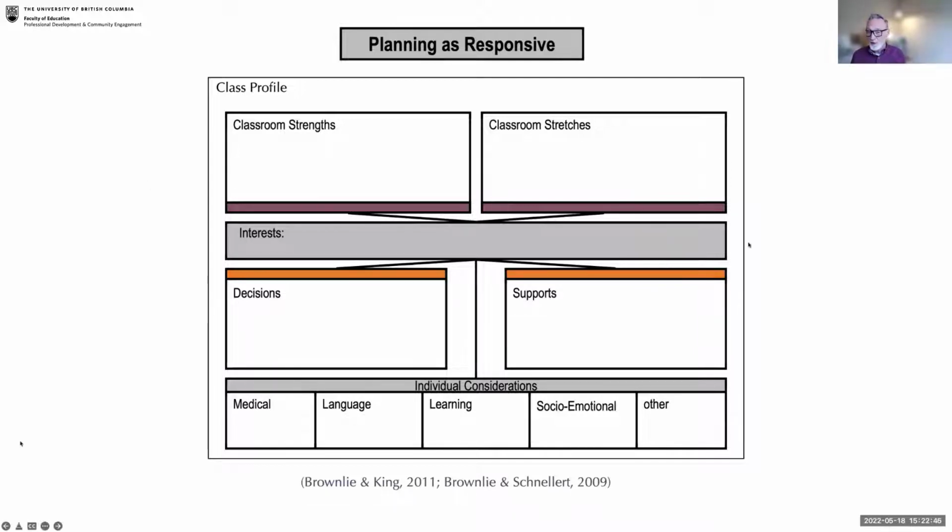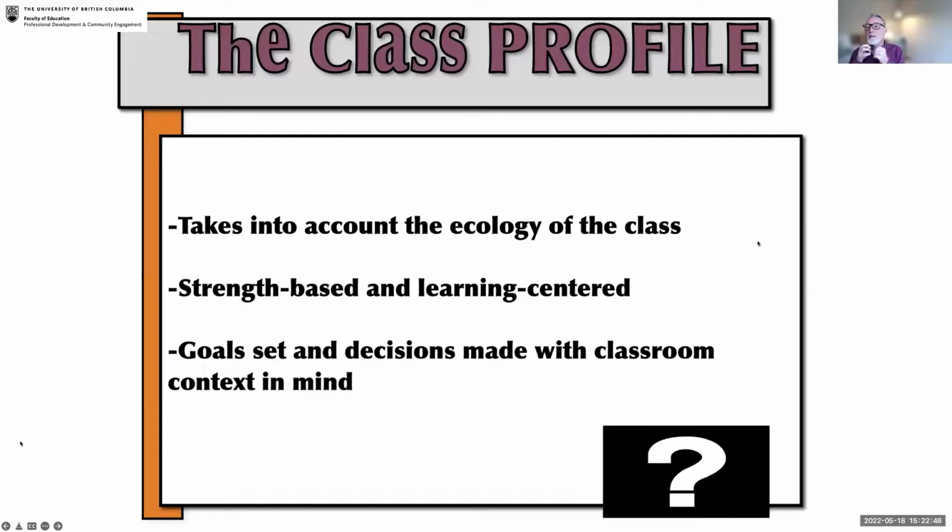A class profile really takes into account what I like to call the ecology of the class. I think Shelley may have even quoted me saying that somewhere one time. It really says that every living thing in the ecosystem is important and interconnected, and we need each other, and to learn and to grow and flourish, we're all connected together. This work is strength-based and learner-centered and learning-centered, which is saying we build from who we are to move forward.